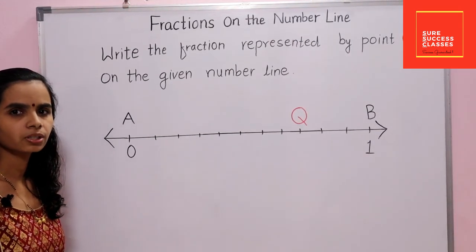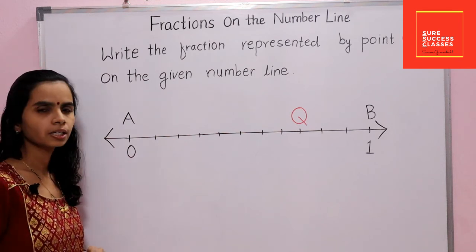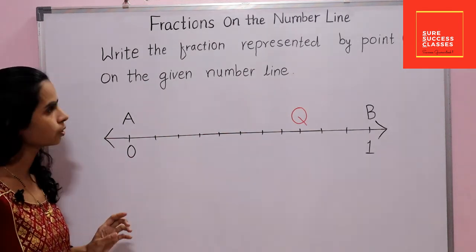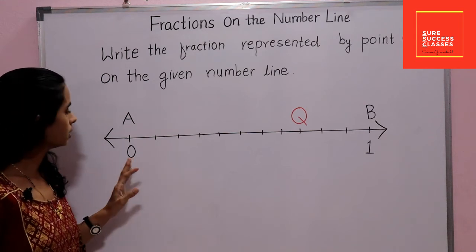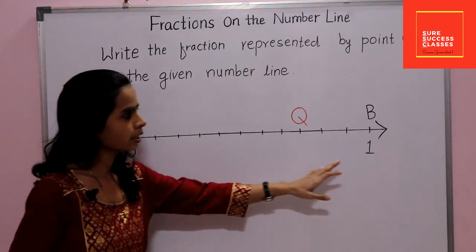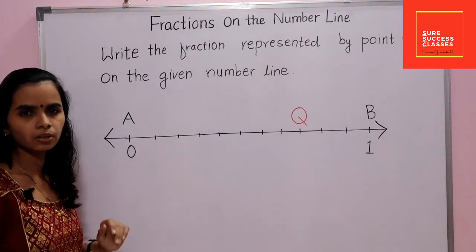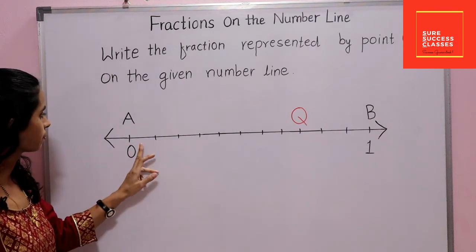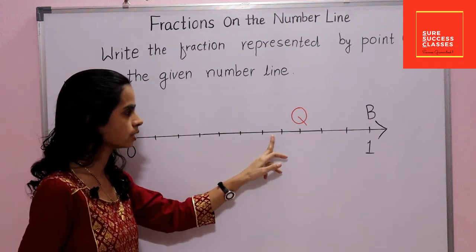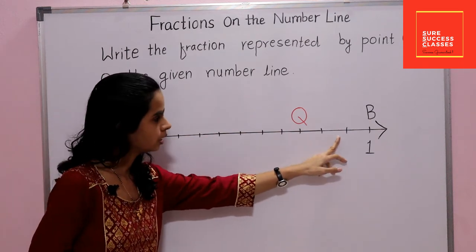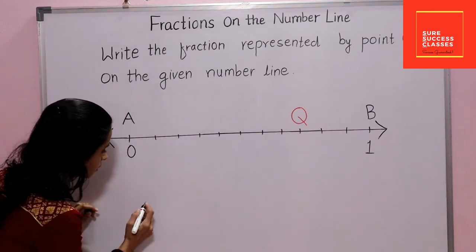Students, let's solve a different question related to the number line. The question is, write the fraction represented by the point Q on the given number line. A number line is given and segment AB has been divided into how many equal parts? We will count first. 1, 2, 3, 4, 5, 6, 7, 8, 9, 10 and 11. Equal parts are 11.